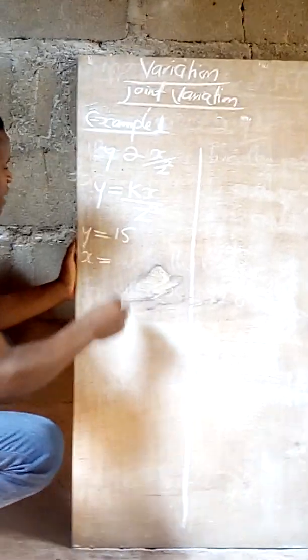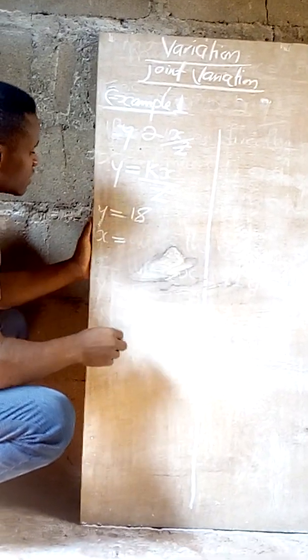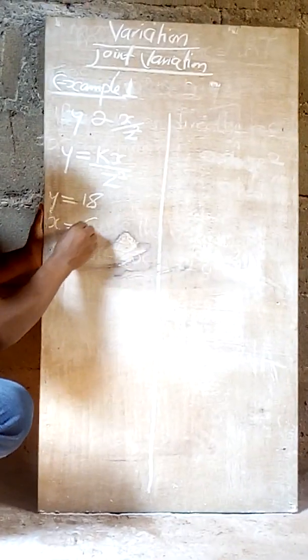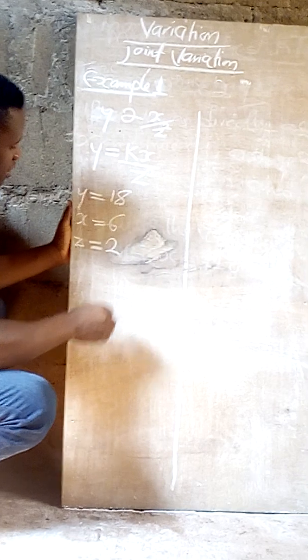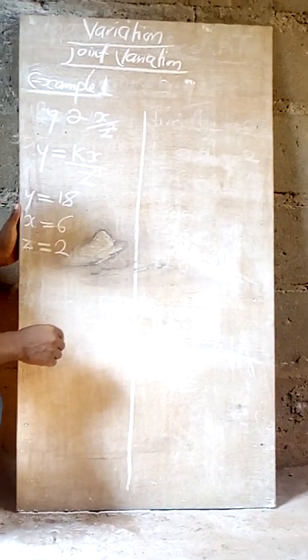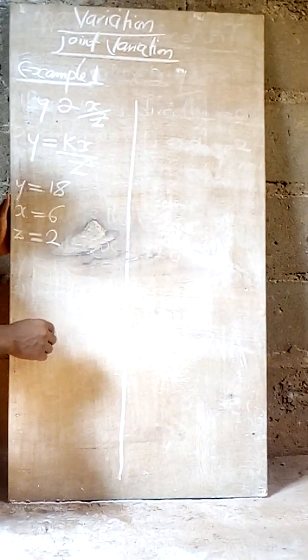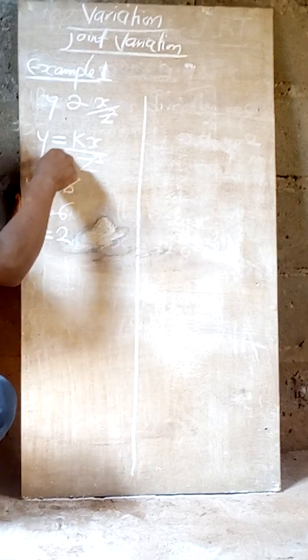Why is it 10? y is 18, z is 15. Yes. What's x? 6. Yes. And what's z? 2. Are you sure it's 2? Yes. Okay. Now, let's substitute them into what?